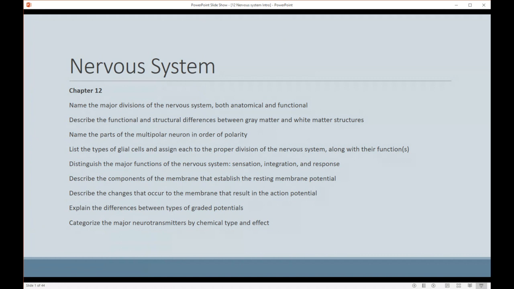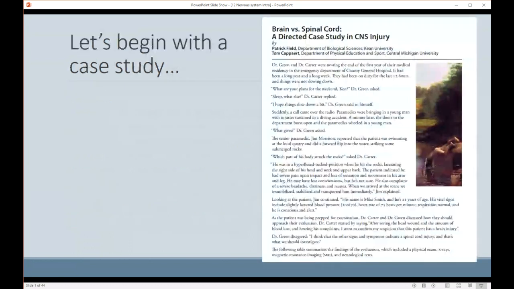We're going to distinguish the major functions of the nervous system: sensation, integration, and response. We're going to describe the components of the membrane that establish the resting membrane potential. We're going to describe the changes that occur to the membrane that result in the action potential. That should remind you of the action potentials that we've already discussed. We're going to explain the differences between types of graded potentials and categorize the major neurotransmitters by chemical type and effect. So we're going to begin with a case study.